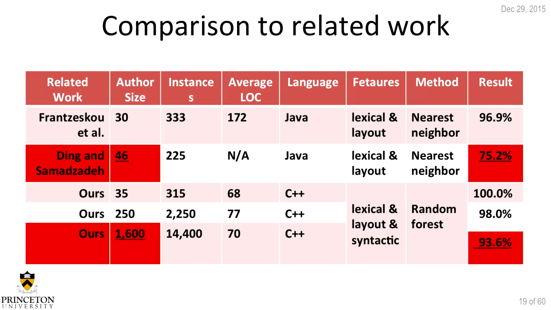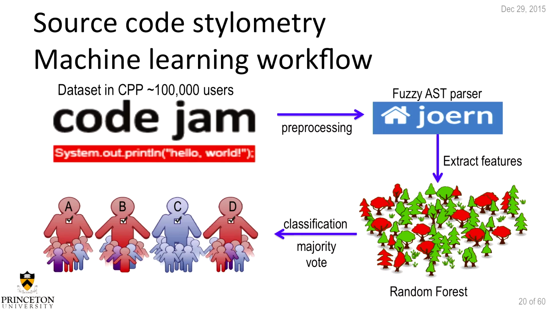But after last year's talk, we were able to scale our approach to 1,600 programmers, and we get 94% accuracy in correctly identifying 14,400 source code samples of these 1,600 programmers. So this is large-scale authorship attribution. This is large-scale de-anonymization. How do we do this?